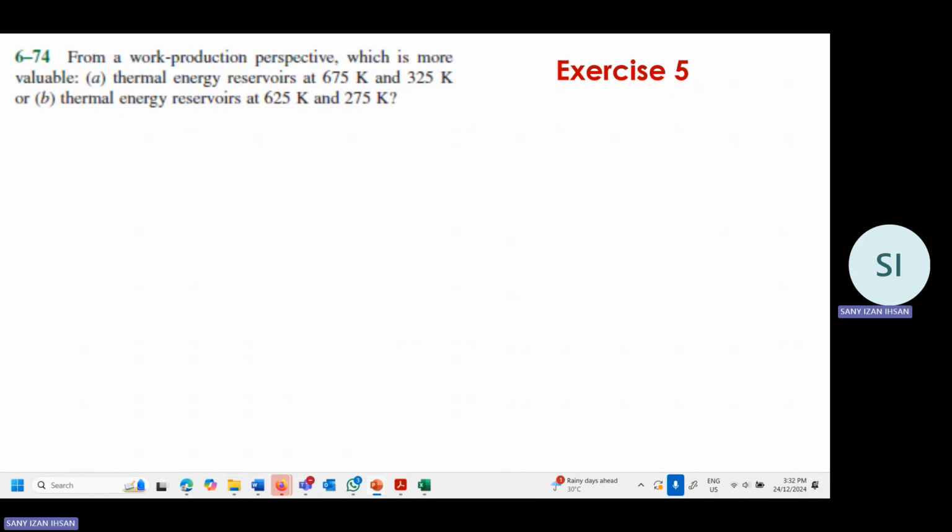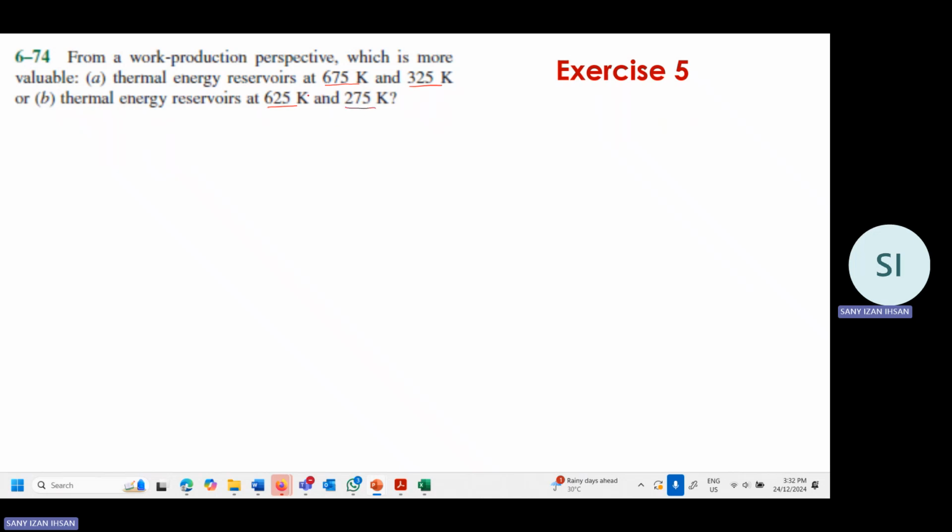Okay, let's go to problem 674 here. From a work production perspective, which one is more valuable? A, thermal energy reservoirs at 675 K and 325 K. So we can say that in this condition, this will be the source and this will be the sink. And for B, the source is 625 K and the sink is 275 K.